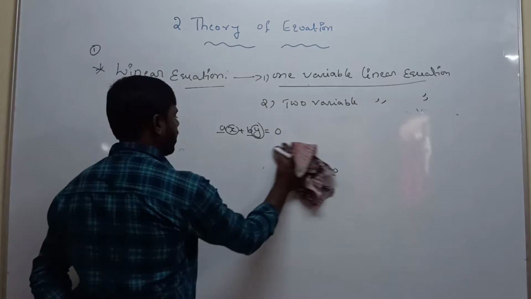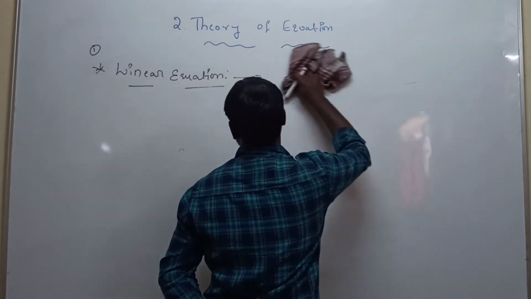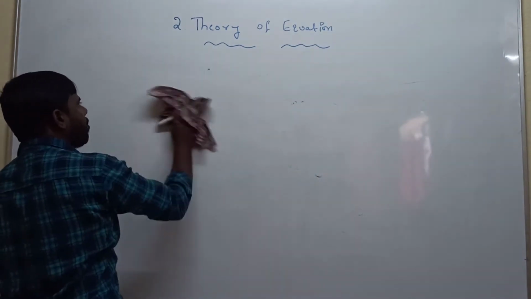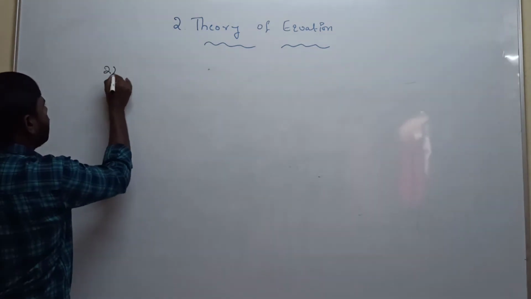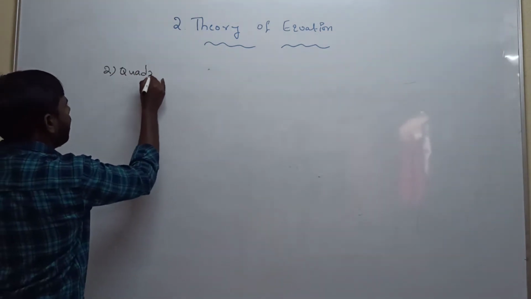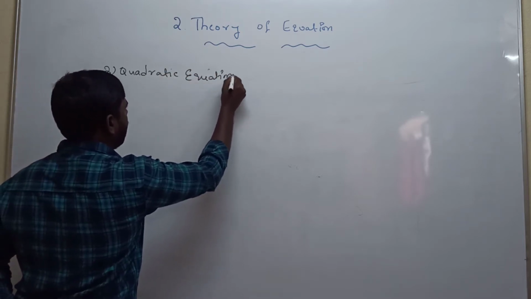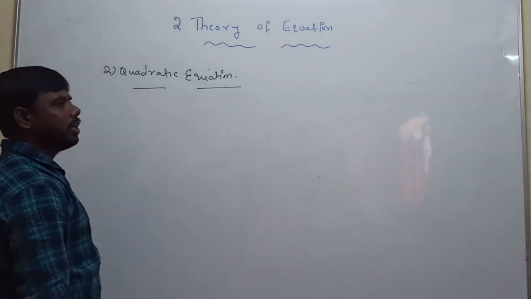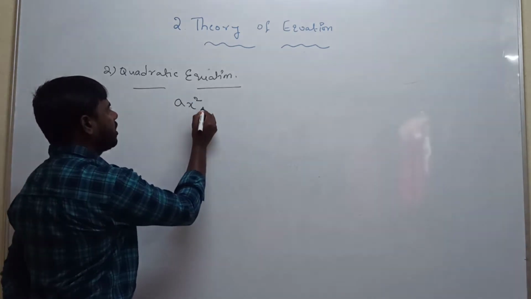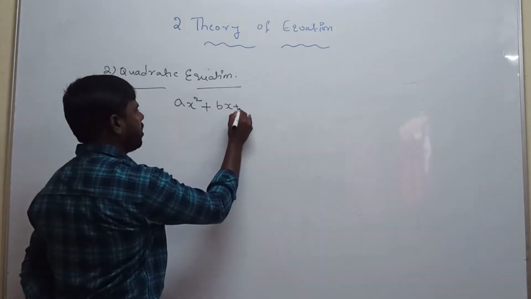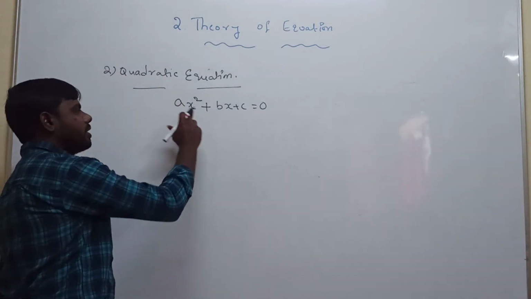One more very important definition is the quadratic equation. What is the definition of the quadratic equation? A polynomial equation of degree 2 is called a quadratic equation. The standard form of the quadratic equation is ax square plus bx plus c is equal to 0, where a, b, c are constants and x is the variable.